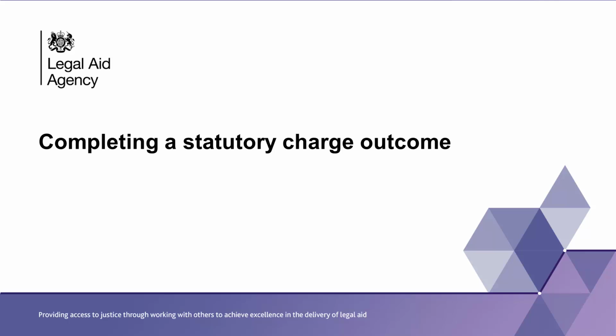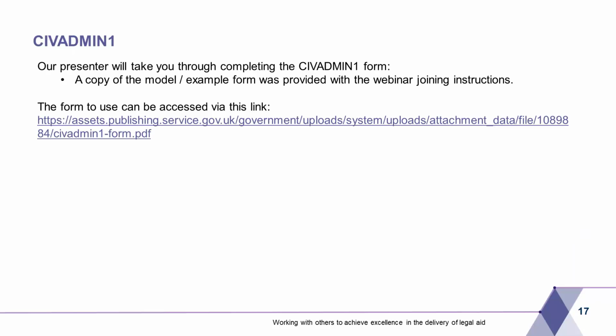Before we move on to the technical side of completing an outcome where the statutory charge attaches, we'll go over the completion of an Admin 1. As I said at the beginning of the webinar, it's important to remember that you don't have to send us a copy of the form that's been signed by your client. Slide 17 gives you a link to where the form can be downloaded from. We'll be going over an example with dummy information for the next few minutes. It's been provided with a slide so you can look at it as I go over it.